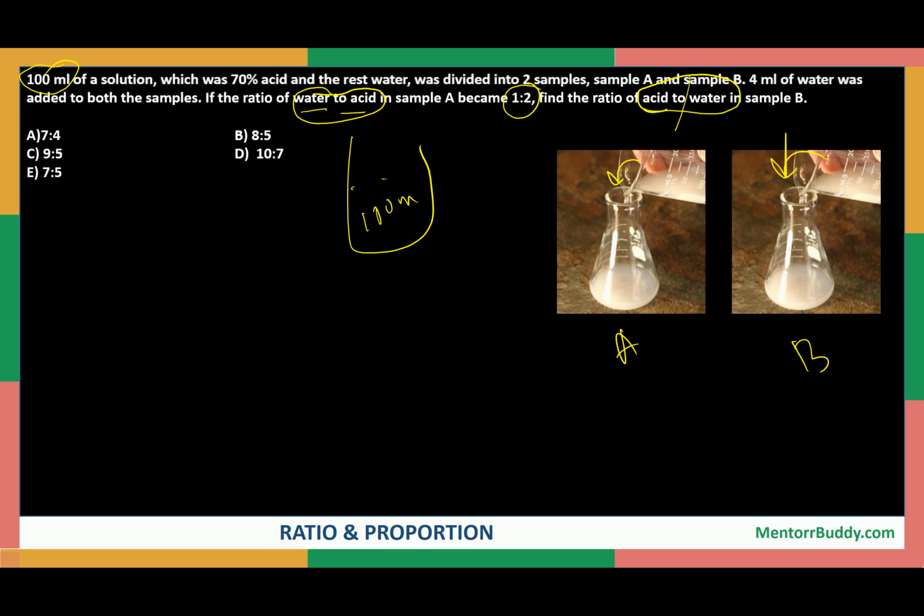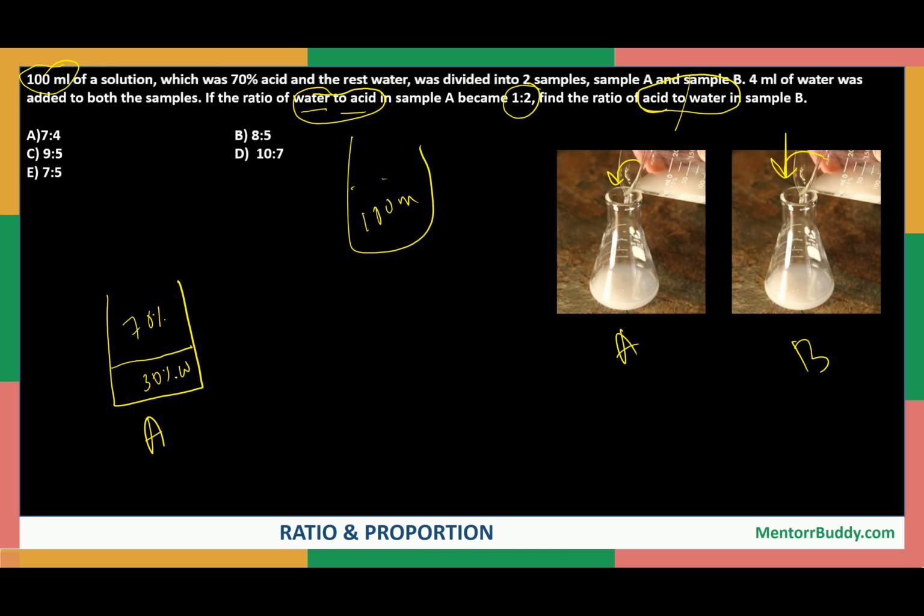So first of all, we need to understand how much of that solution was divided, I mean, how many ml were divided into sample A, and how many ml into sample B. How can we understand it? Let's understand through the diagram. See, let's suppose this is sample A. So what is there in sample A? It is 70% acid, right, and 30% water.